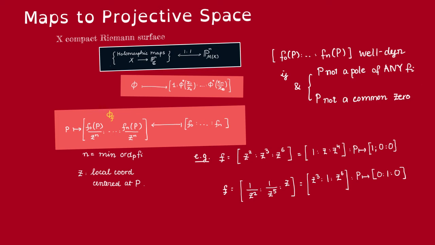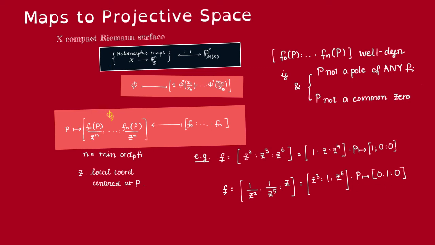Now, let's look at another example when the problem is that p is a pole of some fi. So let's say f is (1/z^2, 1/z^5, z). Right, so now we have the problem that if we evaluate this at p, we will have two poles. We'll have a pole here and here. So when we want to cancel this pole, we can multiply by z squared, but that doesn't cancel this pole, so we should multiply by z to the fifth. Right? If we multiply by z to the fifth, we get this. And so under this coordinate, we see that p maps to (0, 1, 0).